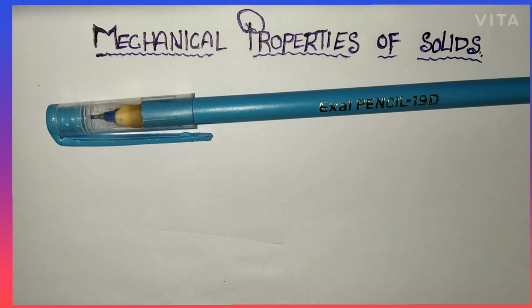In today's topic, we are starting a new chapter, that is mechanical properties of solids. In mechanical properties of solids, we are studying what will happen if you apply a force to an object. In the case of solids, a solid has a rigid body. It is one type of matter.